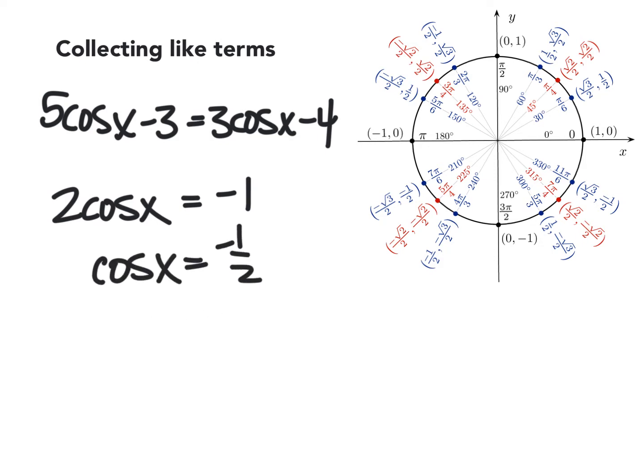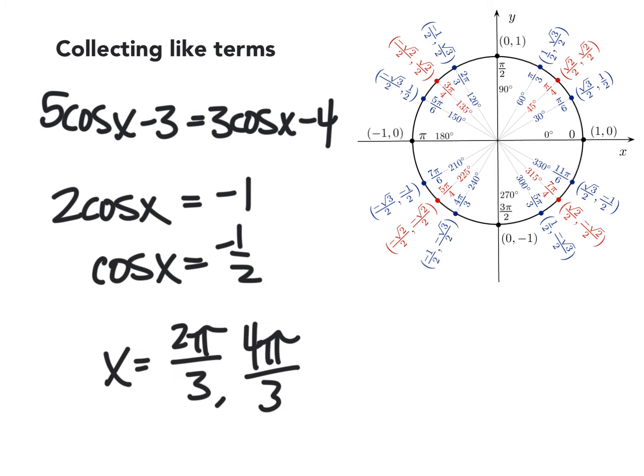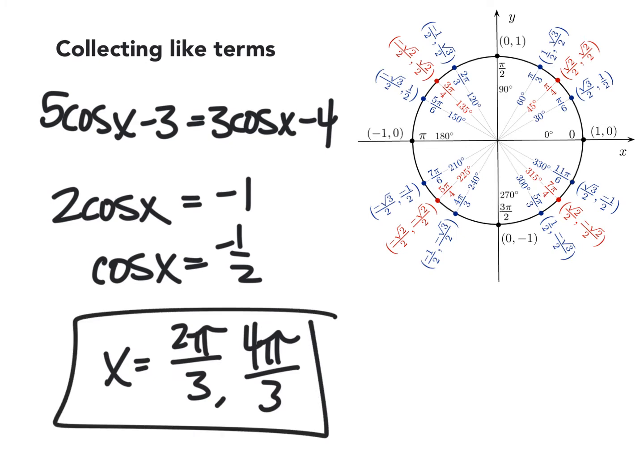Now we're back to something that we've seen before, and we just find any angle where the cosine, or the x value, is negative 1/2. This occurs at 2 pi over 3 and 4 pi over 3. So these are my answers.